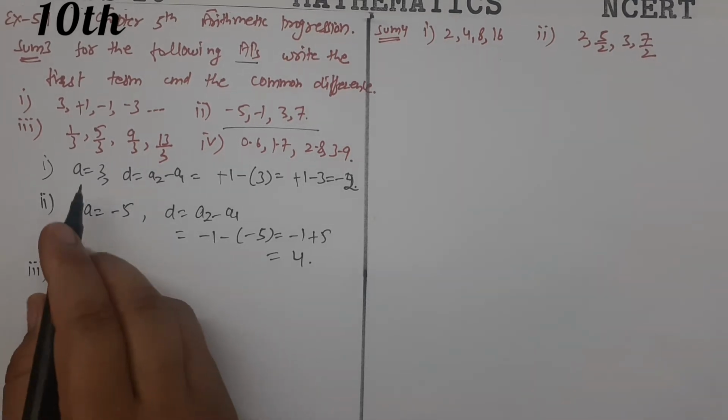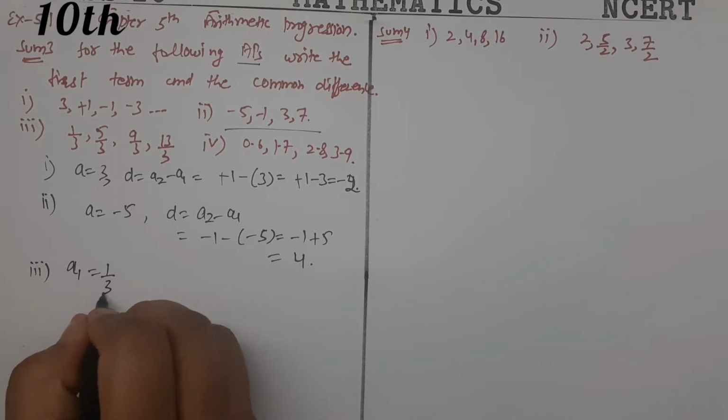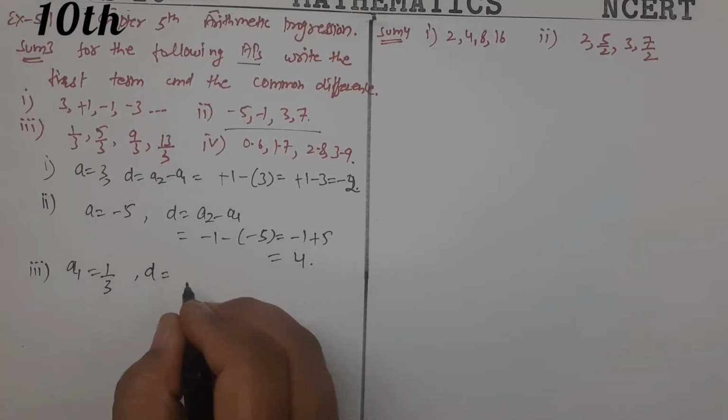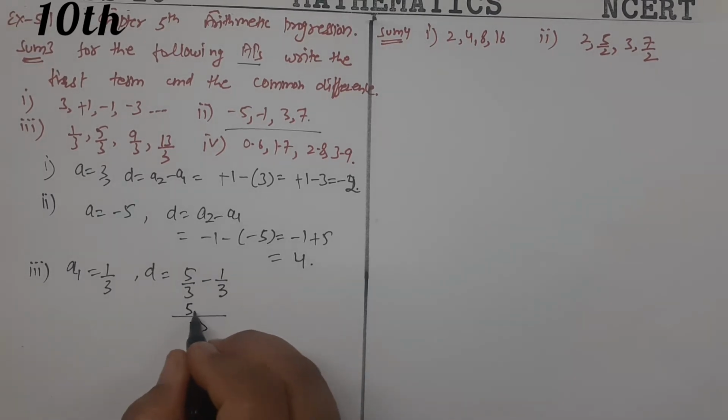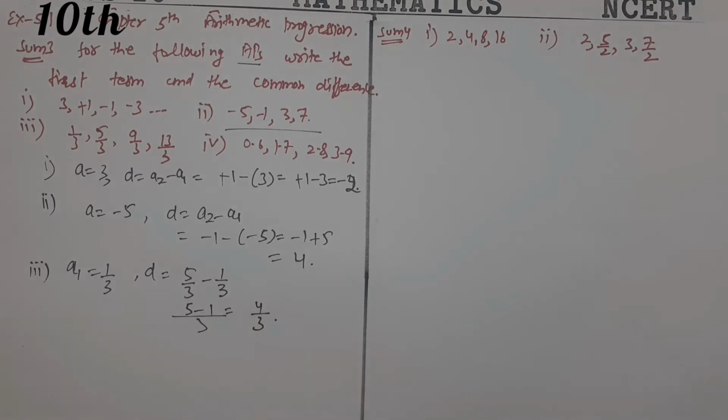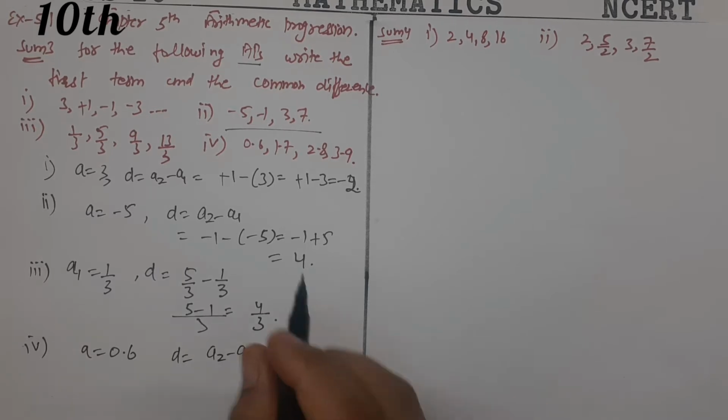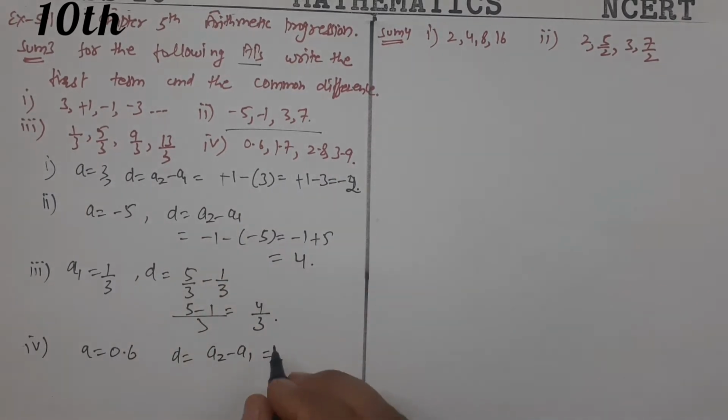Part third: a1 is 1 by 3. d = a2 minus a1, that is 5 by 3 minus 1 by 3. Take LCM, it makes 4 by 3. Part 4th: first term is 0.6. d = a2 minus a1, where a1, a2, a3, a4 are the terms. 1.7 minus 0.6 makes 1.1. That is the answer.